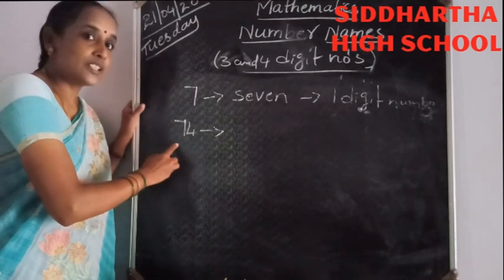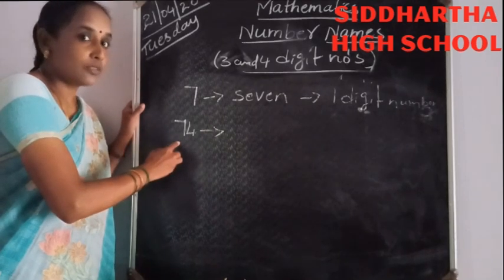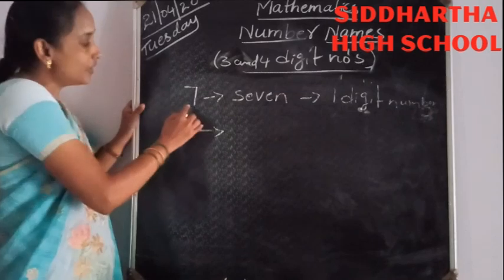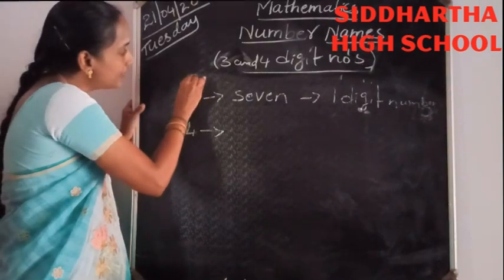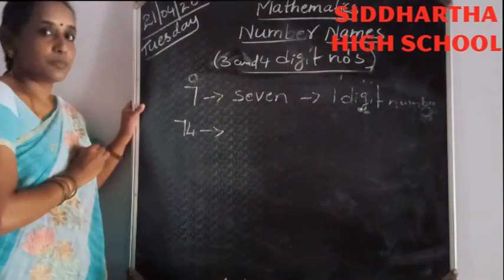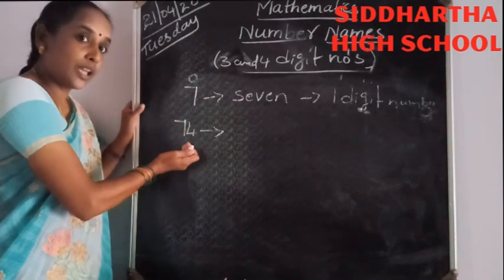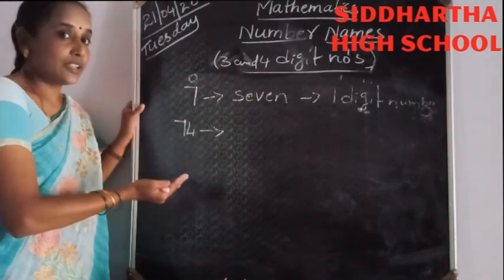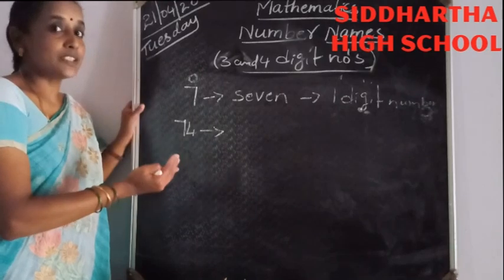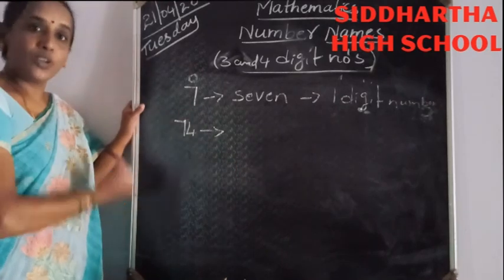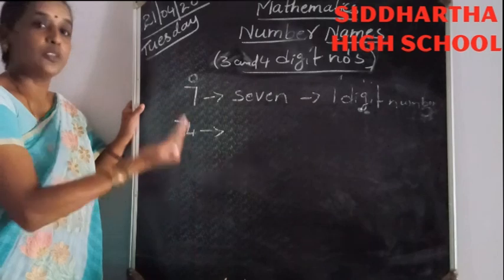So this is called a 2 digit number. Okay children, 2 digit number. A 1 digit number has only ones place. Only ones place. A 2 digit number has 2 places. Always you should mention the places from right side to left side.